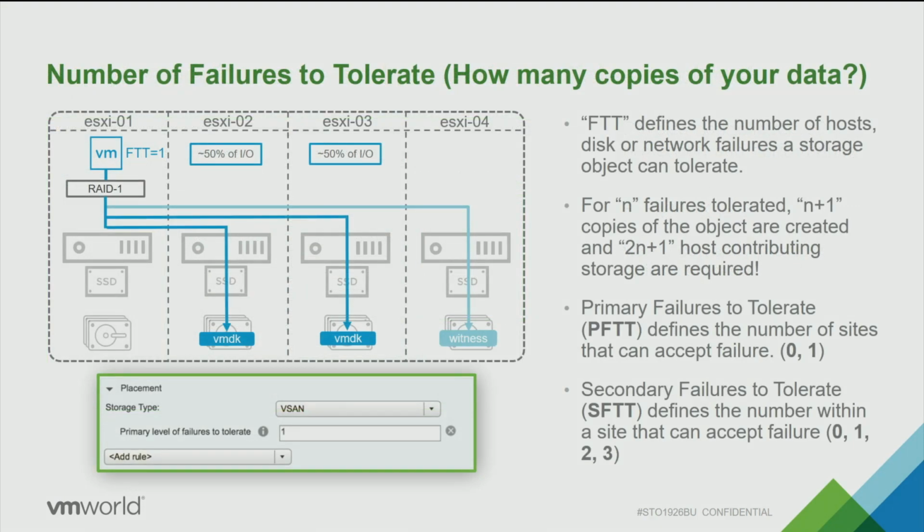So going into the policies, let's talk about failures to tolerate. This is the core policy, and this tells you how many hosts you can tolerate a failure of. By default, it uses a RAID 1 mirroring construct. And so in this case, just very basic, we've got an object. It's split out to 2 hosts and has a witness.